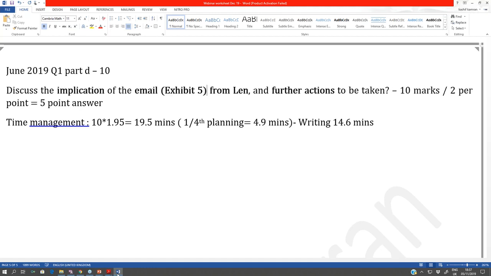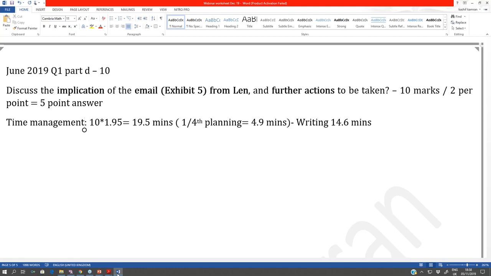So how much time do we have to read exhibit 5? Almost 5 minutes, right? In 5 minutes, we should read exhibit 5, plan exhibit 5, and then in 14 minutes, we should be writing the answer. And how many points are we writing in the answer? 5 points. Do you understand the importance of this in the exam hall? Do you understand the importance of allocating time to each requirement within the marks assigned? So if you spend overtime on one requirement, you're spoiling your paper and you're spoiling your success.